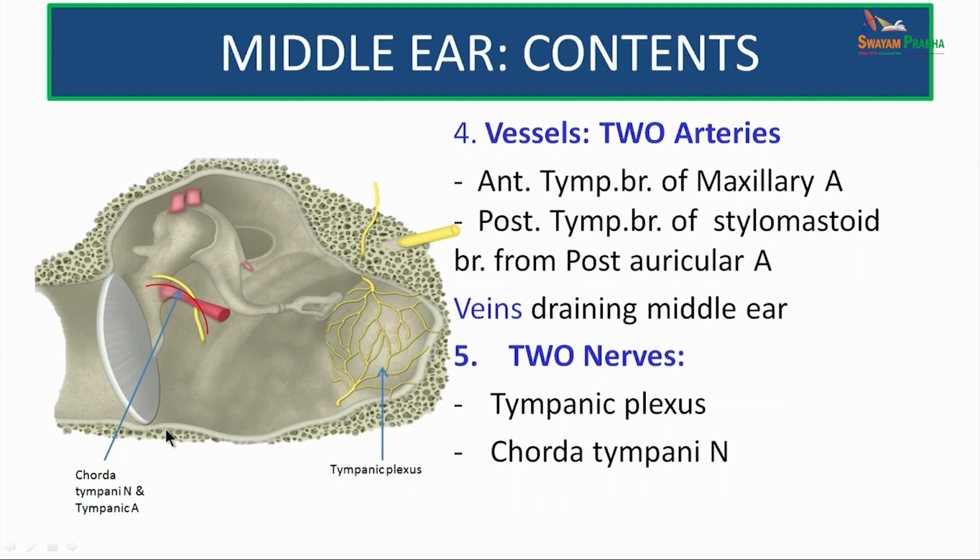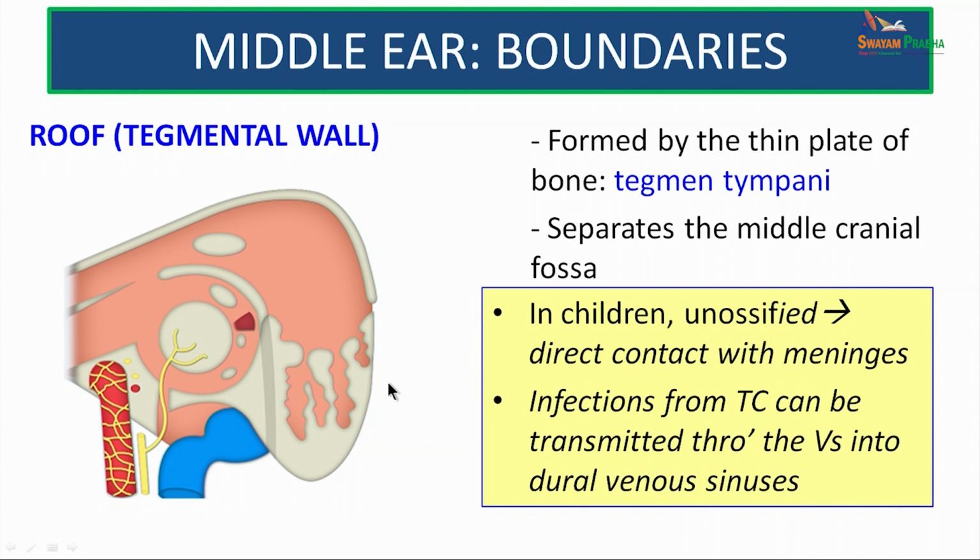The two important nerves that we come across in the middle ear are the tympanic plexus found over the promontory and the nerve passing across the middle ear, that is the chorda tympani nerve. Considering the fact that the middle ear is something like a cuboid structure, we can describe its boundaries, talking about the roof, the floor, anterior and posterior walls, medial and lateral walls.